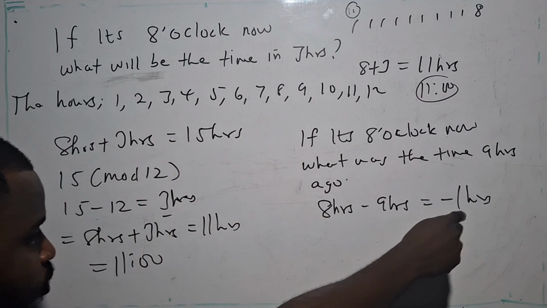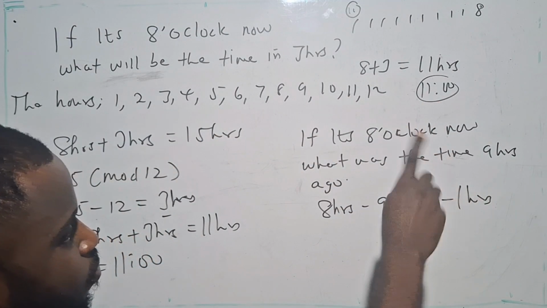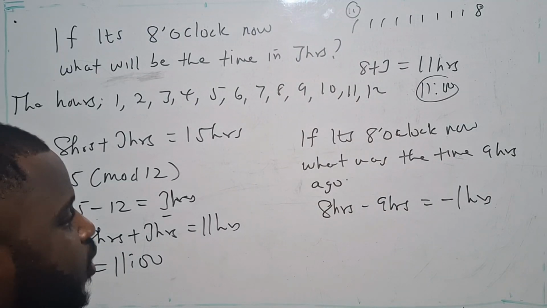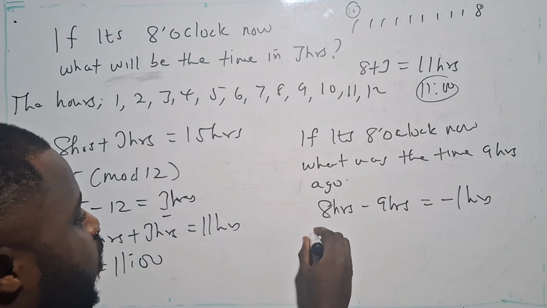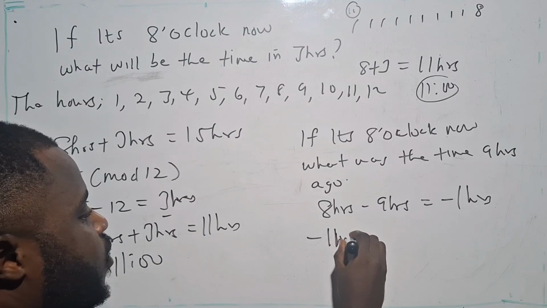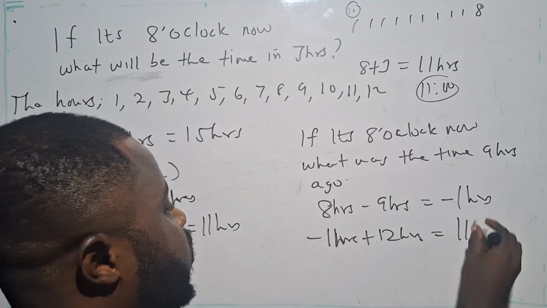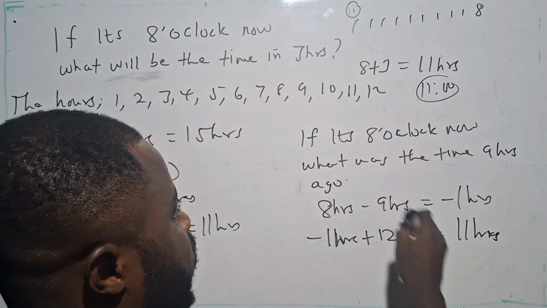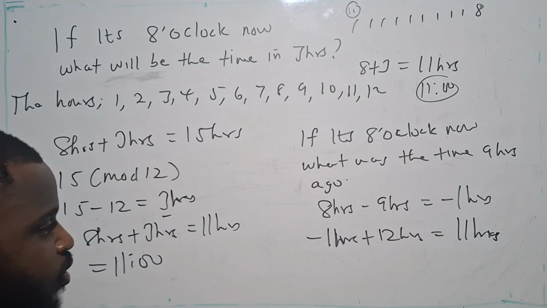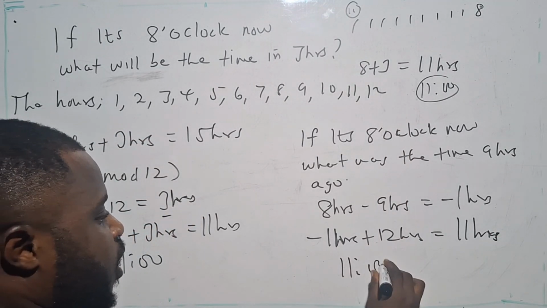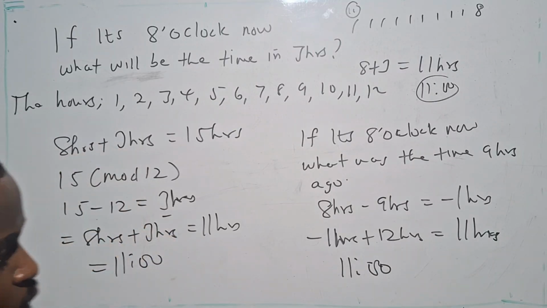So 8 minus 9, we're going to get negative 1 hour. But our guide is the 12 hours. So we are going to get negative 1 hour plus the 12 hours, which is going to give us 11 hours, which is still lesser than the modulus. So 11 hours means the time is 11 o'clock.